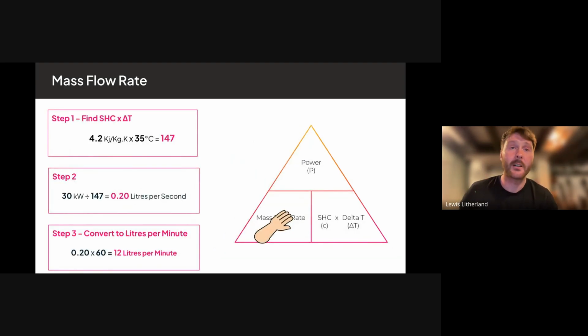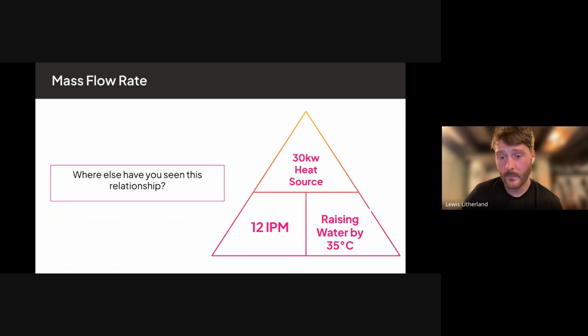So again, we've got 0.2 liters per second. You're going to convert that to liters per minute. That gives us 12 liters per minute. So then I put all them numbers into there, and we just need a flow rate of 12 liters per minute in this scenario to raise the water from 10 to 45 with a 30 kilowatt heat source.